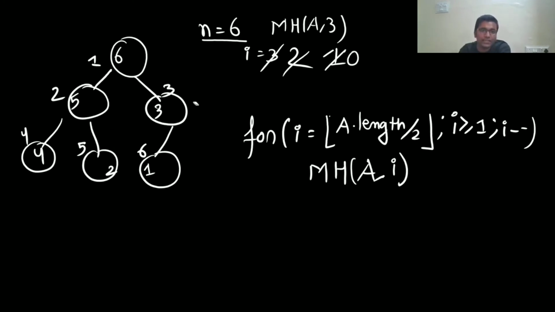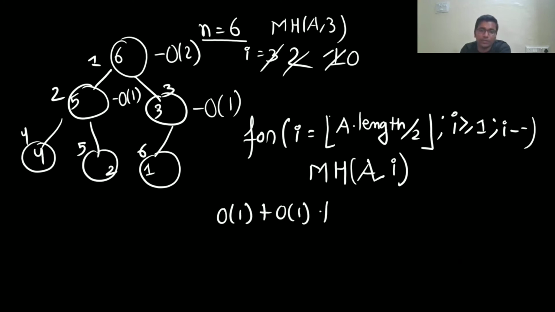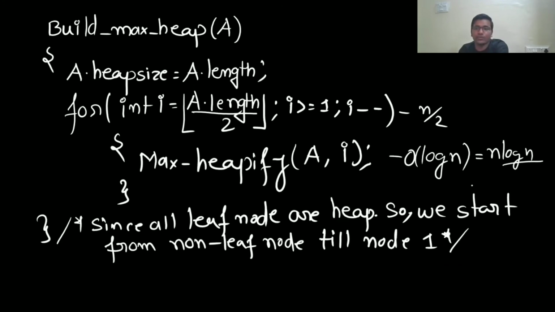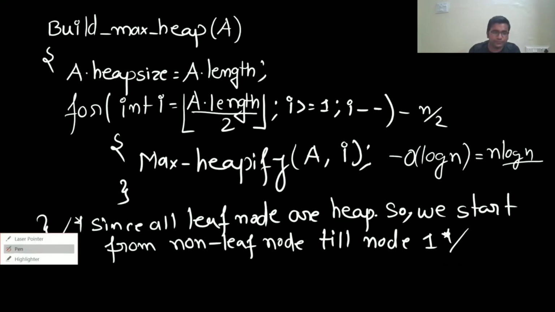So if you call Max-Heapify here, then the time complexity will be big O of 1, here big O of 1, and here big O of 2, whatever is the height. So we have to find the aggregate time complexity, not individually. So we have to add big O of 1 plus big O of 1 plus big O of 2, like this aggregate. What is going to be that? Okay. Am I clear to all of you?